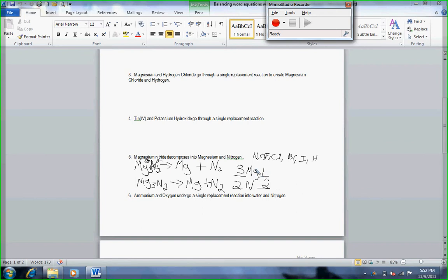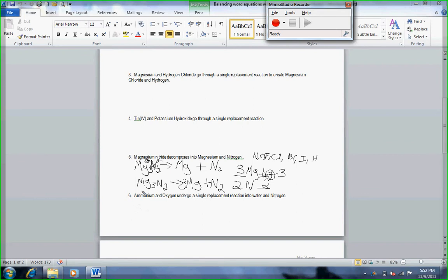The only thing that's off right now is my magnesium. So I'm going to multiply by 3. This 3 has to become the coefficient. I multiplied on the right-hand side of my element, so I'm on the right-hand side of my equation. Put my 3 up, and now I update my numbers. Now I have 3 Mg's. So 3 Mg's, 3 Mg's, 2 N's, and 2 N's. That is a finished, balanced equation. So let's look at the next one.